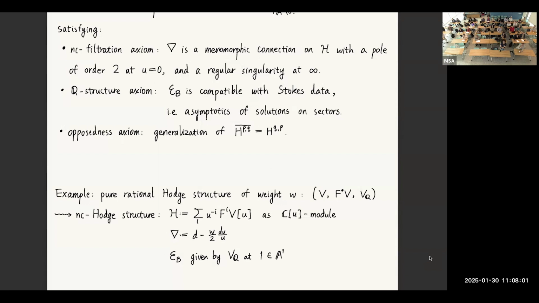the connection nabla, and the local system is given by the Q structure of the Hodge filtration. Okay.